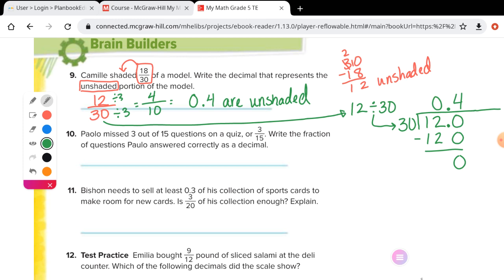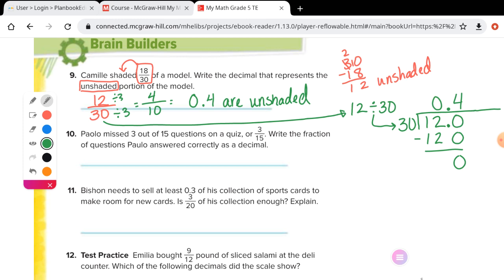No, I want you to have different tools in your toolbox so that if one way is confusing or you get stuck, you have another option, okay? And again, this option works every single time. It's not always the easiest, but it does always work.